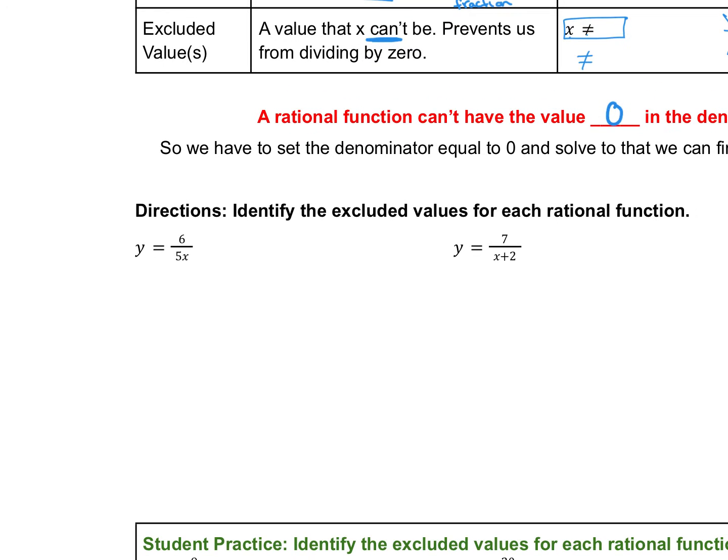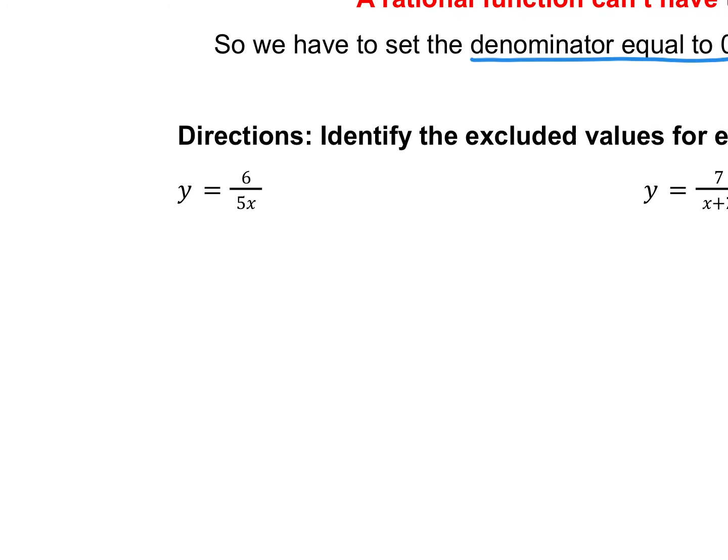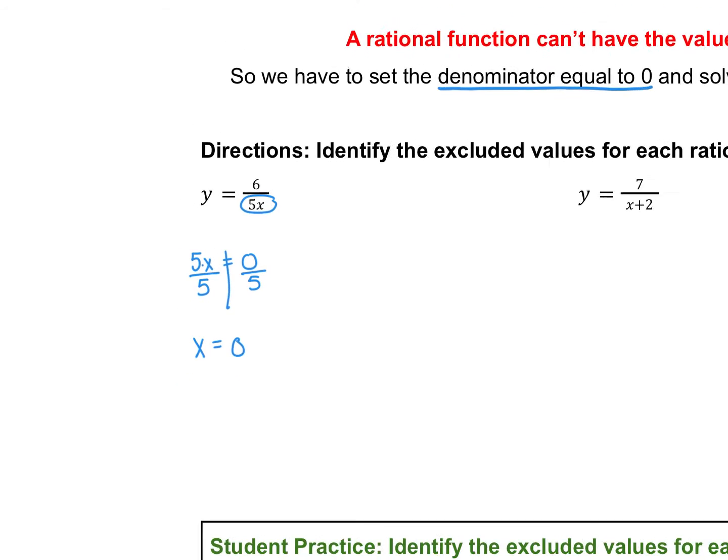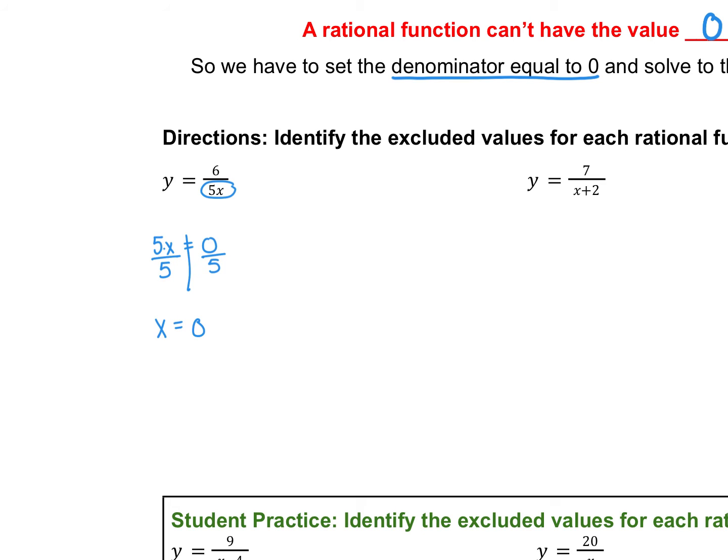We are going to identify the excluded values for each rational function. So we have our denominator, the whole bottom part of the fraction, and we set it equal to 0. And then we're going to solve. Well, if it says 5 times x equals 0, I want to get x by itself. Opposite of times is divide, so we're going to divide both sides by 5. If you type 0 divided by 5 into your calculator, you will get 0. So for your final answer, you're going to put x equals 0, but then you're going to put a line through it so that you know that x cannot equal 0.